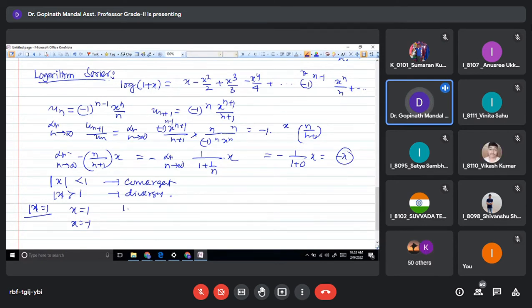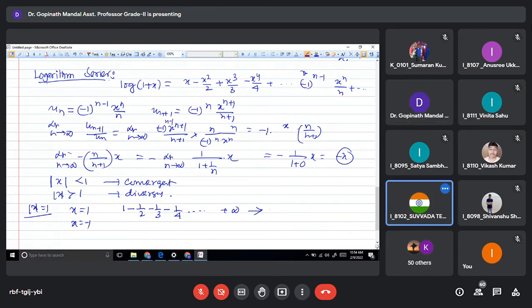When x equal to 1, the series is 1, minus 1 by 2, plus 1 by 3, minus 1 by 4, up to infinity. Is this series divergent or convergent? Conditionally convergent. Yes, conditionally convergent, because if we take 1 plus half plus 1 by 3 plus 1 by 4, then the series is divergent.